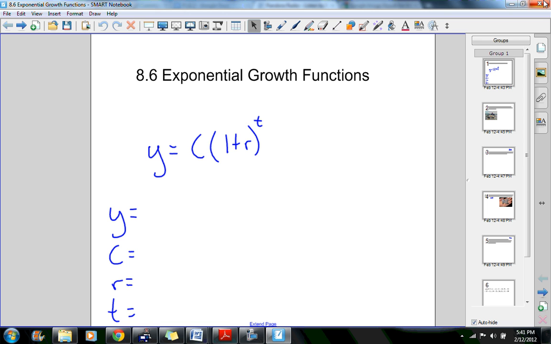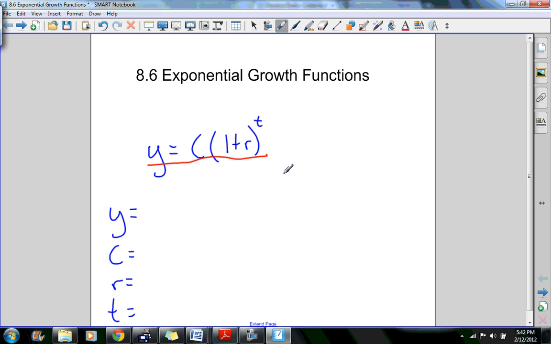Okay? Exponential growth functions are going to be using this really interesting function here, y equals c parentheses 1 plus r raised to the t. Seems a lot more confusing than it is. Y is going to be the value you're looking for. And that could be anything. Could be population, could be amount of money, could be all kinds of things.